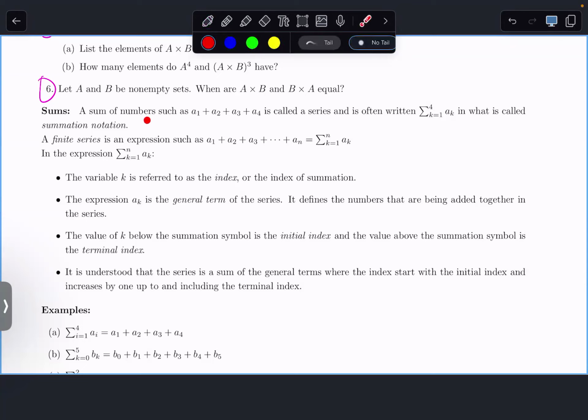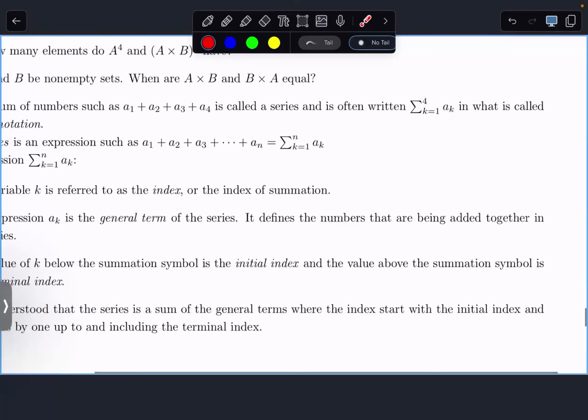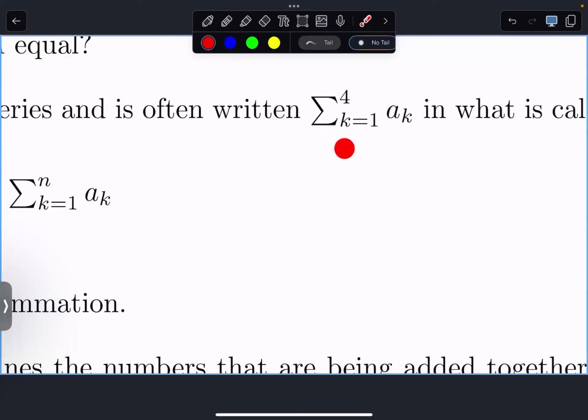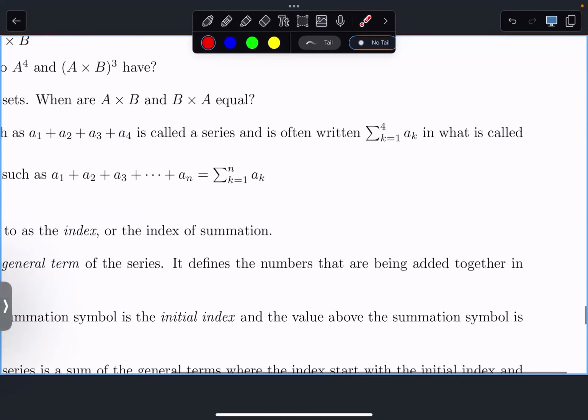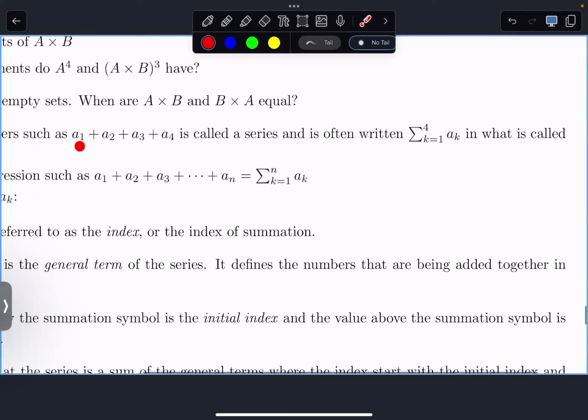And so a sum of numbers like A1 plus A2 plus A3 plus A4 is called a series. And sometimes we zip those up using summation notation. Fun to do, fun to say. And we write that as A subscript K is the thing that we're summing, and we're summing from K equals 1 to 4 in this case. And so here, that is the sum of A1 plus A2 plus A3 plus A4.